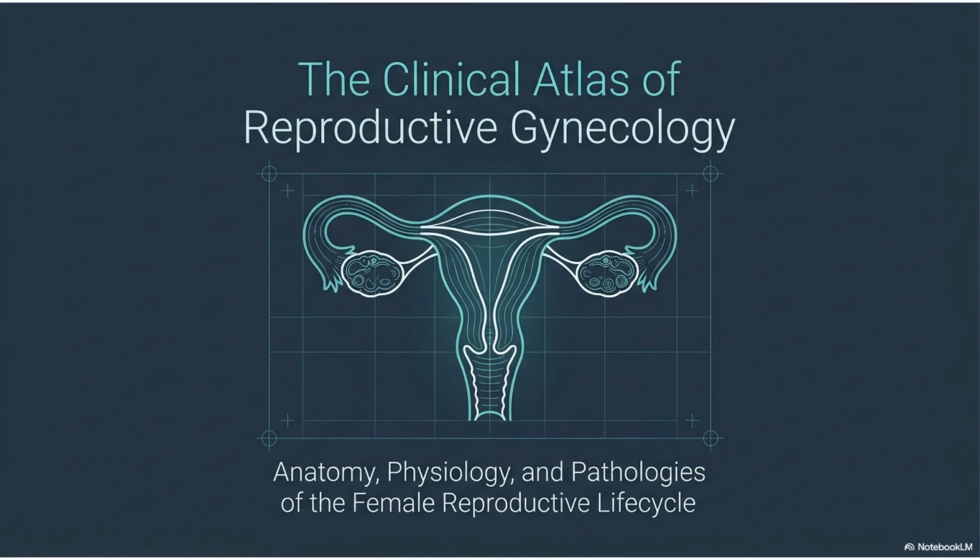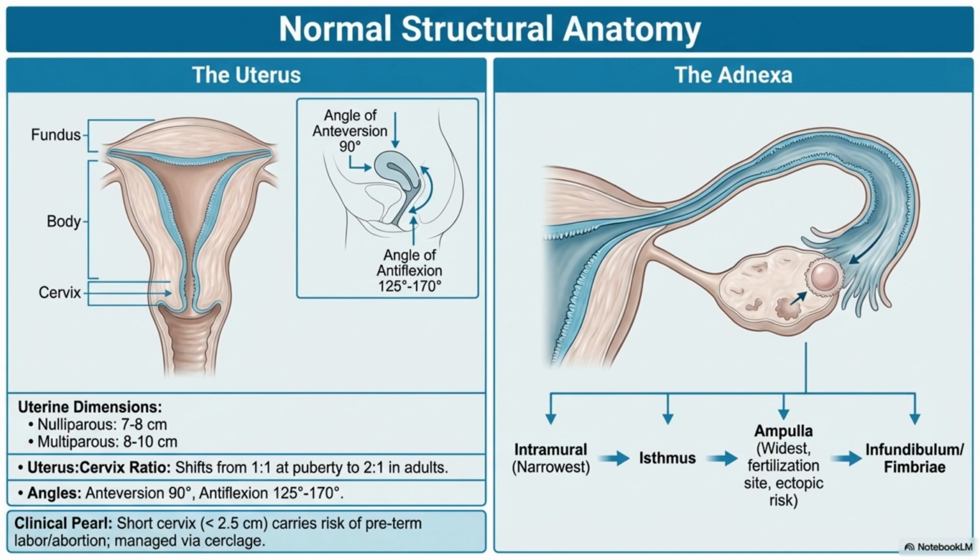Welcome to this presentation on the Clinical Atlas of Reproductive Gynecology. Today, we will explore the anatomy, physiology, and common pathologies encountered across the female reproductive life cycle. We begin with the uterus, divided into the fundus, body, and cervix. Note the standard uterus-cervix ratio, which shifts from 1:1 at puberty to 2:1 in adults.